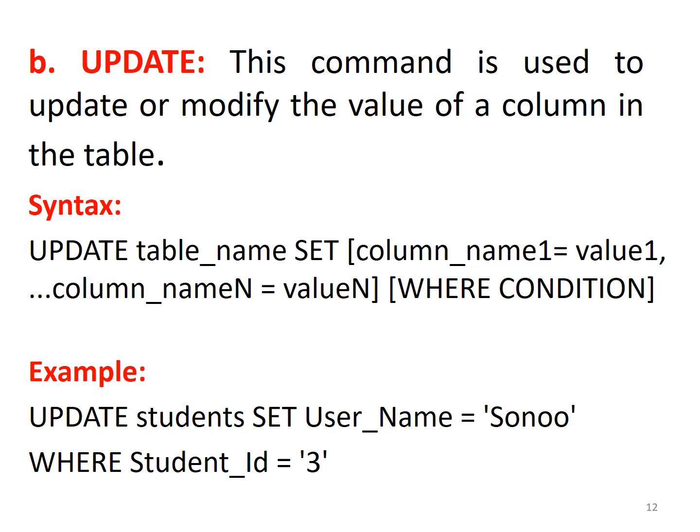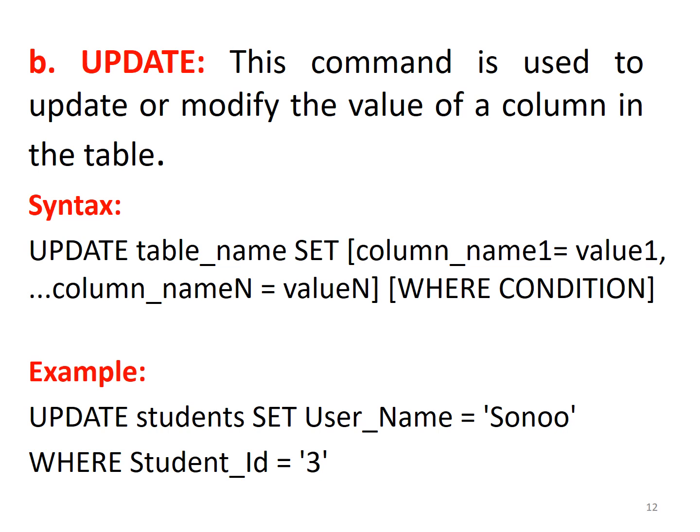This command is used to update or modify the value of a column. Here we can see the syntax: update table name, then set column name, where the column is already available in our table, equal to value 1. Like that we have to specify. At the end we can specify the conditions.